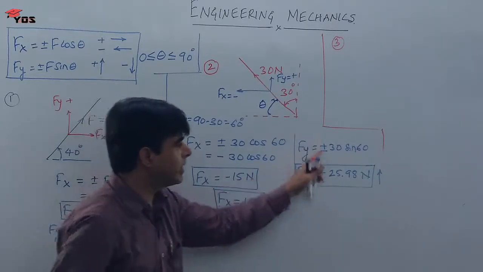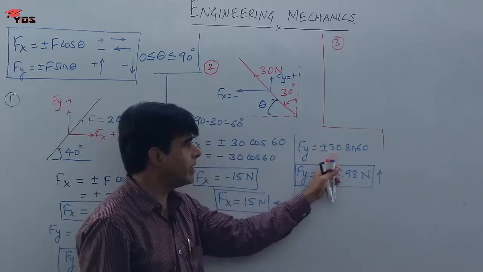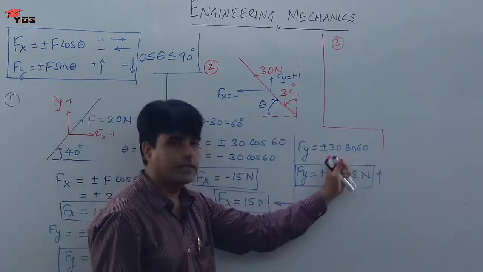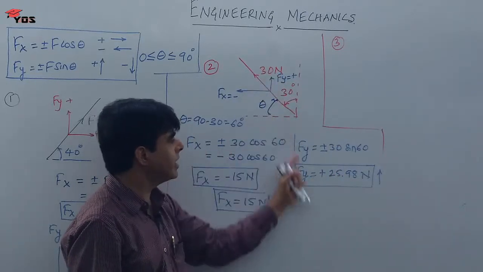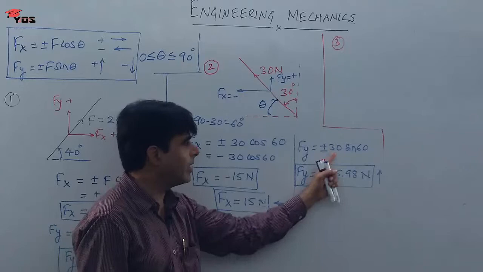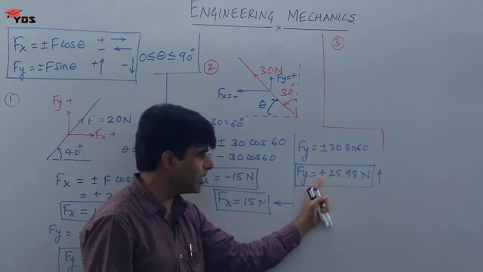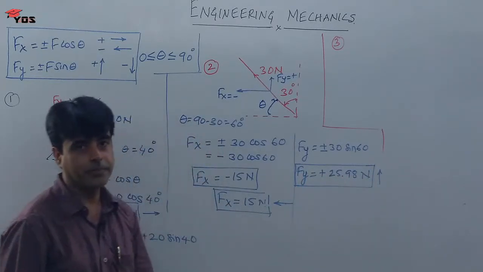Next, how to calculate y? For y again, plus or minus F sine theta, this is the equation. Plus or minus, F is 30, sine of theta is 60 degree. And the y component is going upward, so it is positive. Calculate 30 into sine 60, you get 25.98 Newton. So here you are getting positive. Y component positive indicates it is going upward.